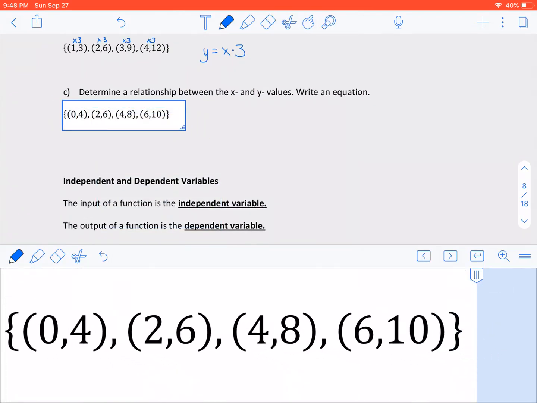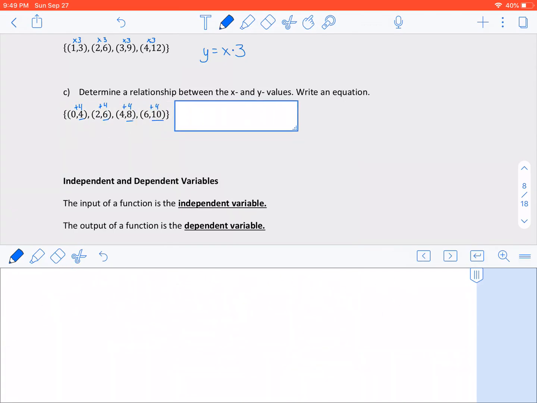Let's do the same thing here. How do I get from 0 to 4? Well, 0 times 4 obviously isn't 4, so it's not a multiplication. Let's try addition. So 0 plus 4 is 4. 2 plus 4 is 6. 4 plus 4 is 8. 6 plus 4 is 10. Therefore, I see that in order to get y, y equals whatever x is plus 4. I take x and add 4 to it. That's my function.